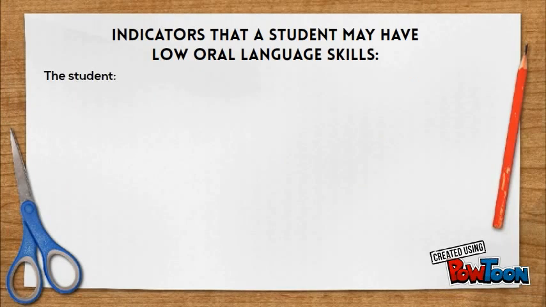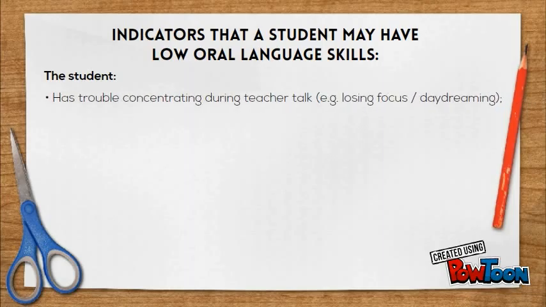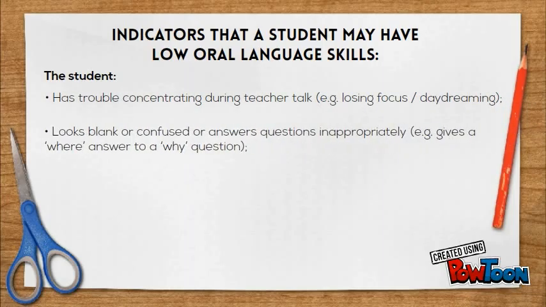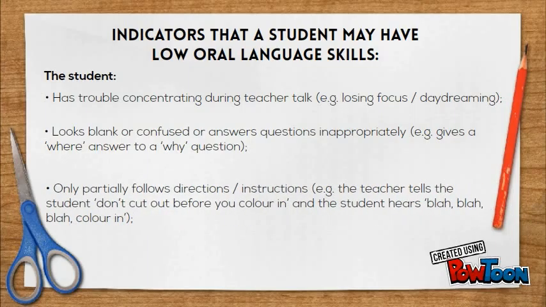Indicators that students are struggling with oral language include having trouble concentrating during teacher talk, looking blank or confused or answering questions inappropriately, and only partially following directions or instructions.